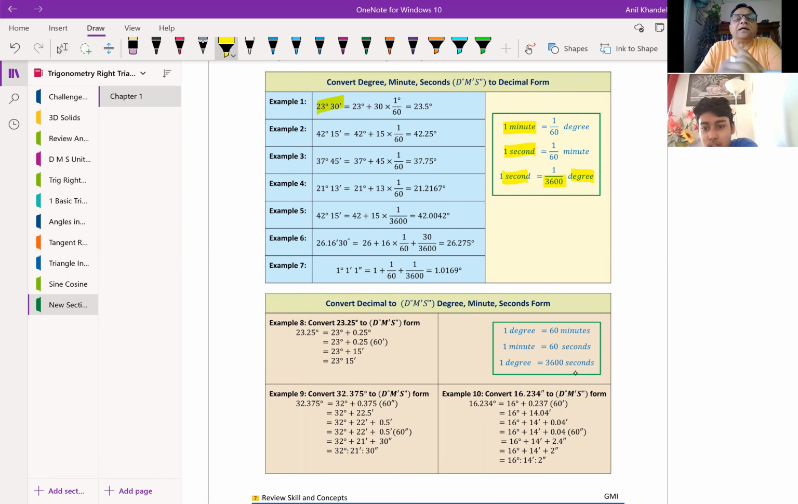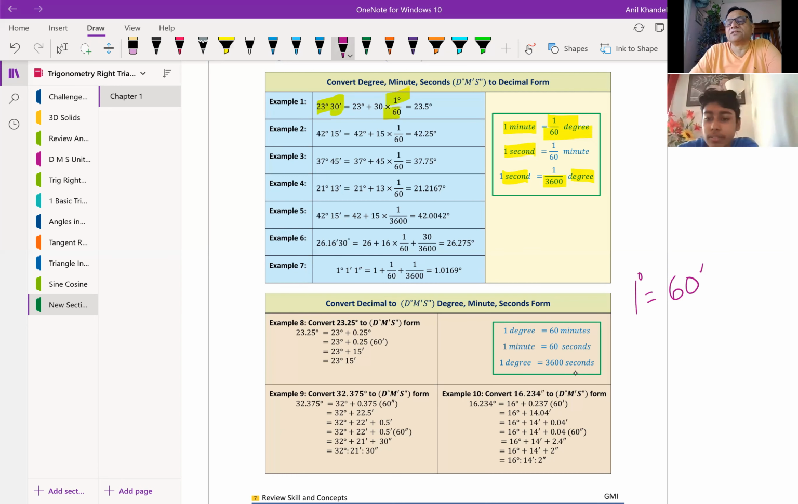So let's take the very first example, which is 23 degrees, 30 minutes. When you want to convert this to degrees in decimals, this is in degrees, which is 23, and 30 minutes. So you can multiply that 30 minutes by a factor of 1 over 60, because 1 degree is equal to 60 minutes, correct? Is that clear to you?